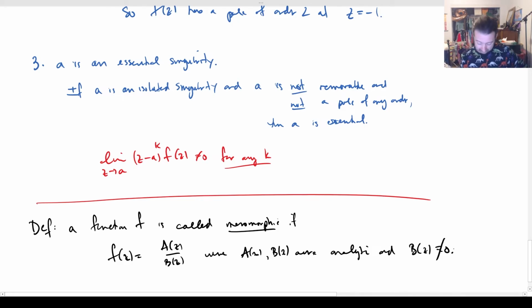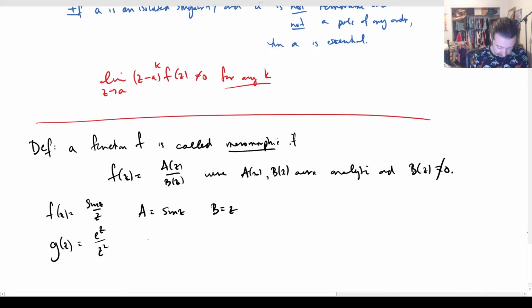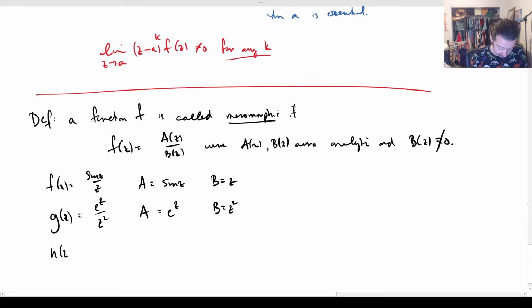So meromorphic functions correspond to the behavior that we see in the first two cases. So when we look at the function f of z equal to sine z over z, this is meromorphic because a is equal to the sine of z, and b is equal to z. g of z was e to the z over z squared. In this case, the function a was equal to e to the z, which is analytic everywhere. b is equal to z squared, which is an analytic function. And finally, h of z, which is equal to e to the 1 over z, is not meromorphic.